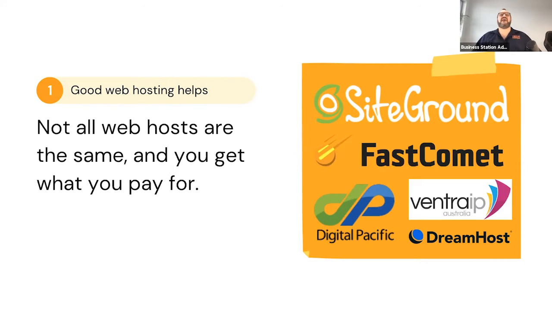They have tons and tons of their own protective services built in. They run backups of your data every single night. So if something goes wrong today, you go back to yesterday's backup and it's done literally within minutes. It's a great service. Fast Comet does the same. Digital Pacific does the same. Venture IP does the same. And DreamHost does the same.